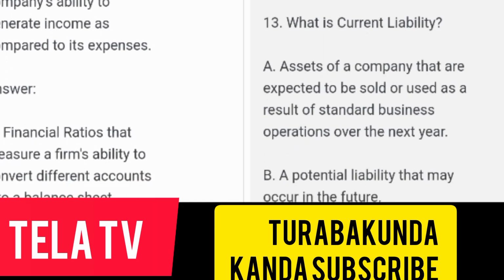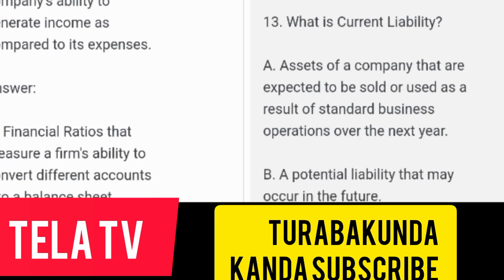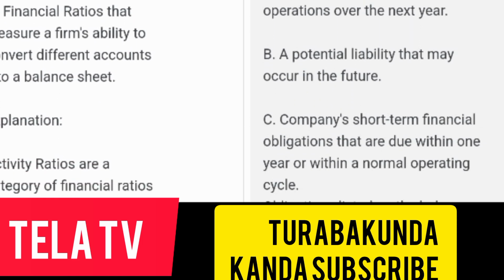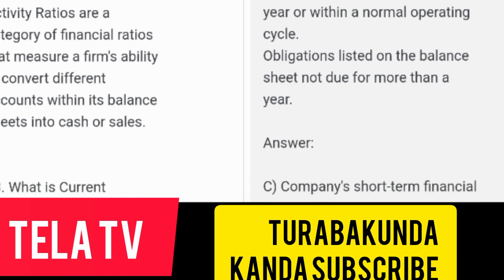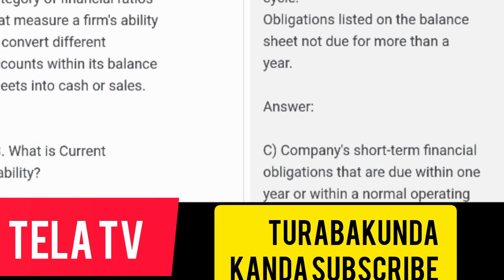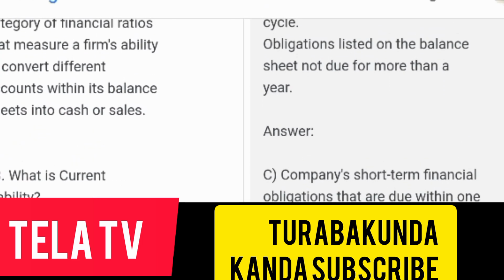13. What is current liability? A. Assets of a company that are expected to be sold or used as a result of standard business operations over the next year. B. A potential liability that may occur in the future. C. Company's short-term financial obligations that are due within 1 year or within a normal operating cycle. D. Obligations listed on the balance sheet not due for more than a year.